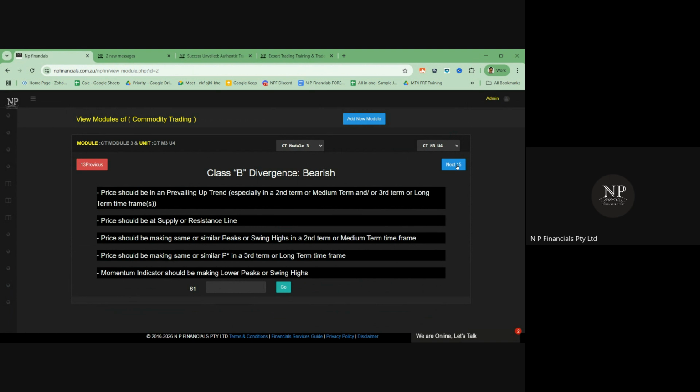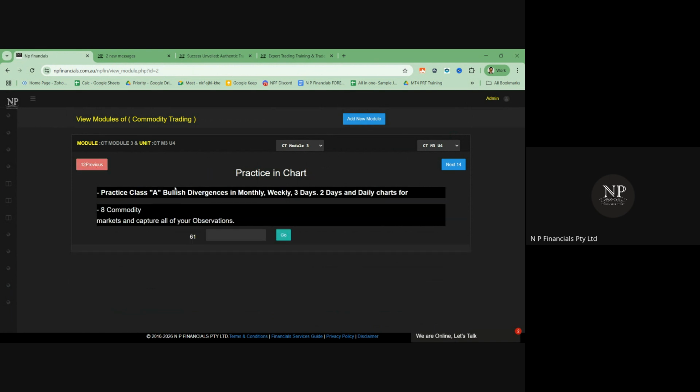Similarly, the opposite of bullish is bearish. In bearish, the context is it has to be an uptrend and a resistance line. I should stop here because there will be too much practice here: 1, 2, 3, 4, 5 time frames multiplied by 8 and 40. So if you see class A bullish 40 and class A bearish 40, that is 80 already in your table.